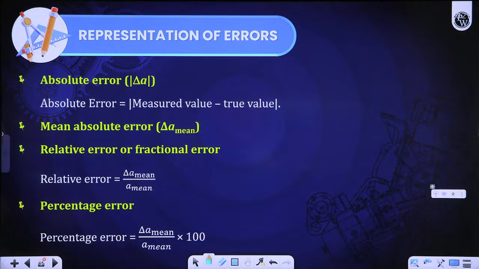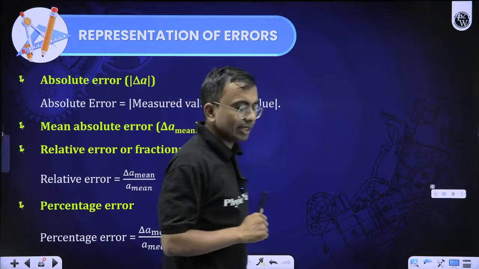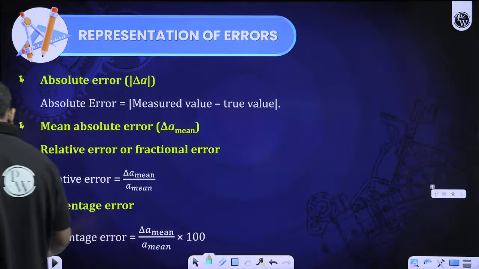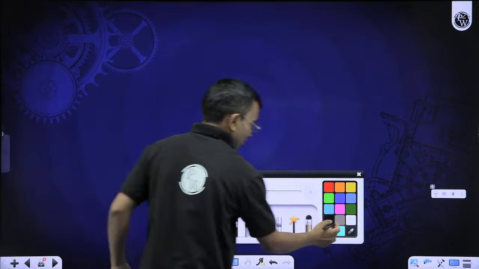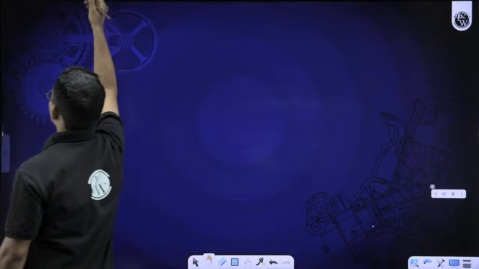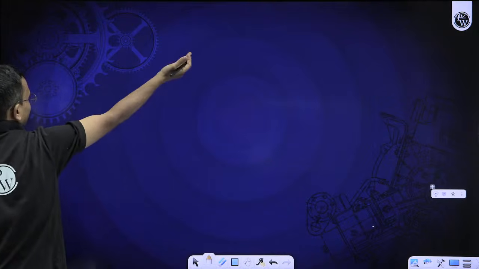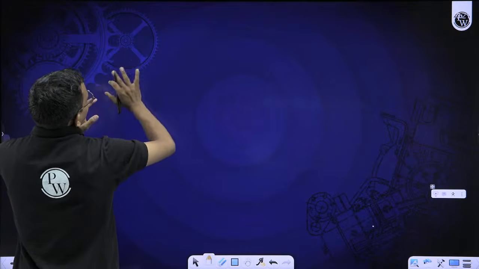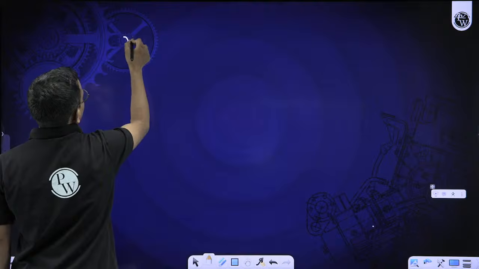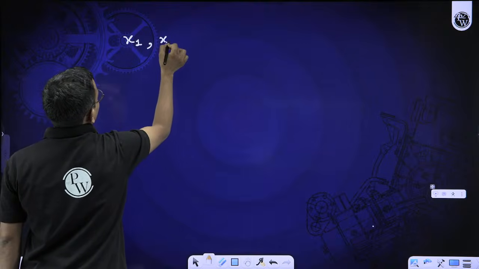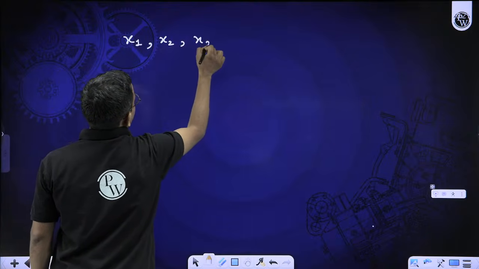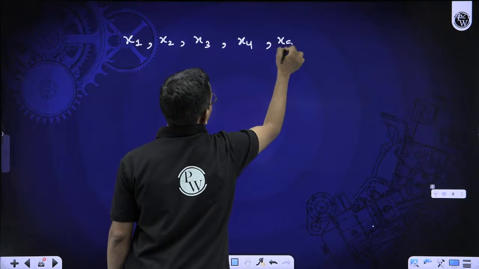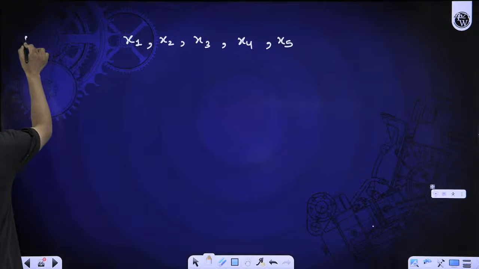Now, representation of error. You are doing an experiment to find, you can say, one measured value. Let us take, you are finding x. You did the experiment 5 times. First time you got x1, second time you got x2, third time you got x3, fourth time you got x4, fifth time you got x5. These are your readings.